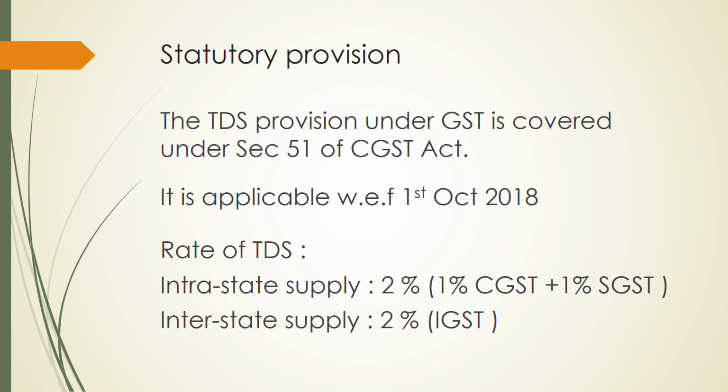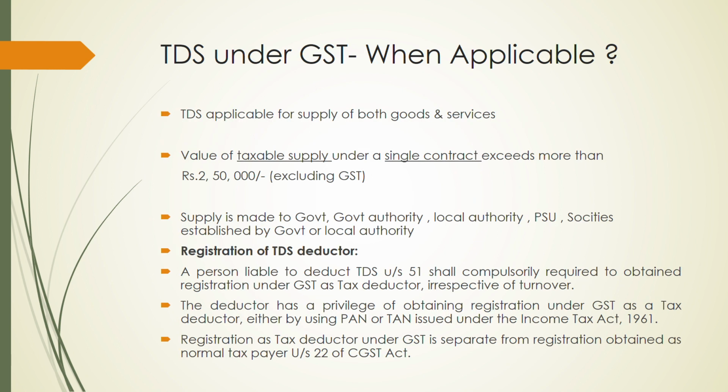The TDS provision under GST is covered under section 51 of the CGST Act, and this provision is applicable with effect from 1st October 2018. The rate of TDS is 2%. In case of intrastate supply, it is 1% under CGST and 1% under SGST. And in case of interstate supply, it is 2% under IGST.